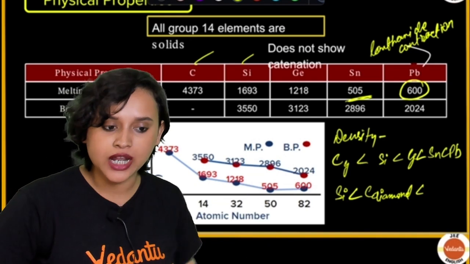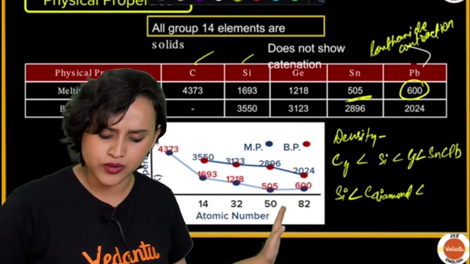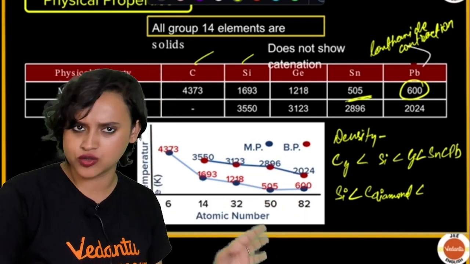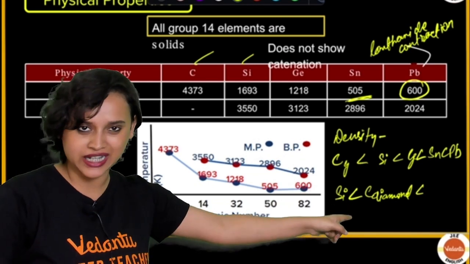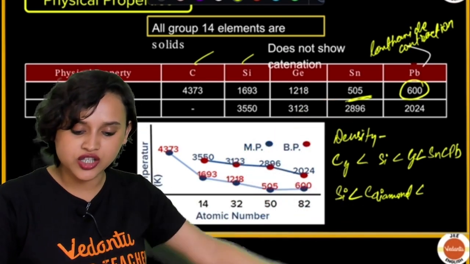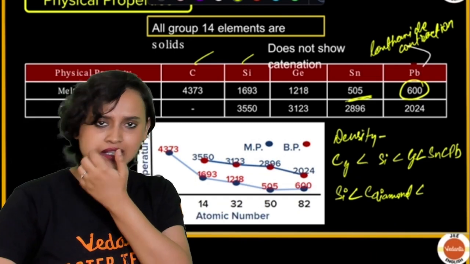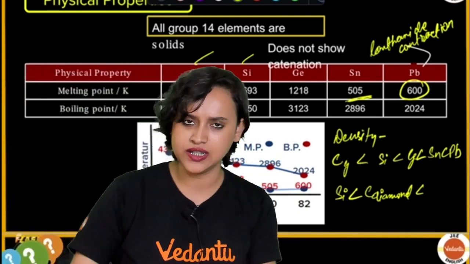Now, in case of boiling point, we see that it is usual. You are not going to be able to boil carbon, everybody, but you can boil silicon, germanium, tin and lead. That is as simple as it is. There are no exceptions here.